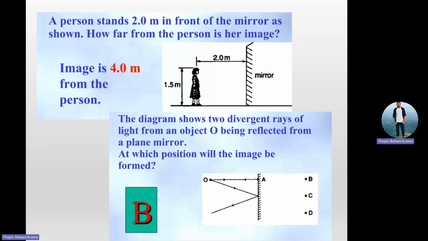Next. The diagram shows 2 divergent rays of light from an object. They are asking where the image will be formed. The options are A, B, C, D. Where will the image be? B. How do you know it will be B? Can you draw the ray diagram of it?